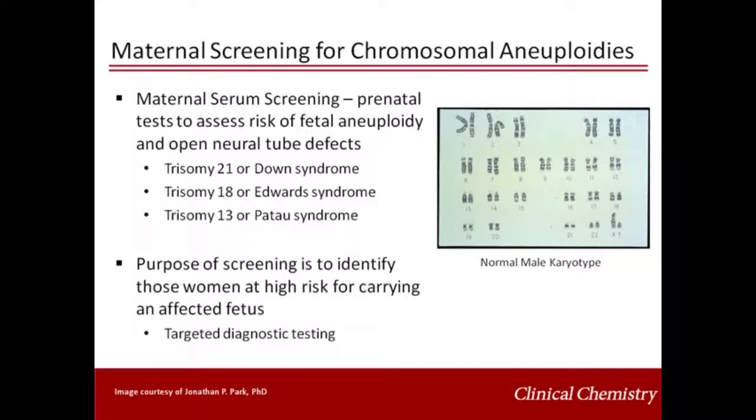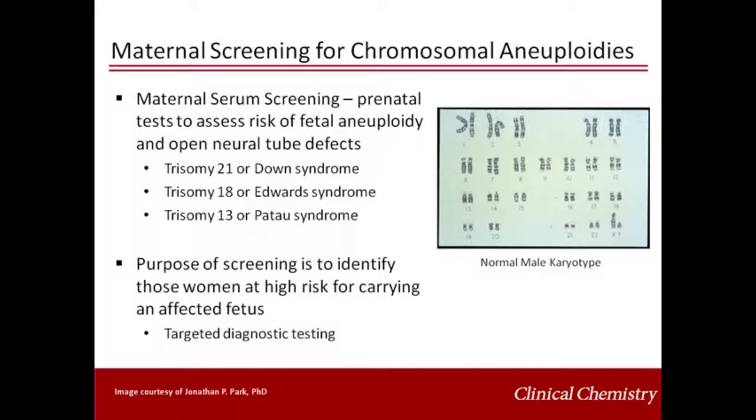Maternal screening is a grouping of prenatal tests incorporating ultrasound measurements and laboratory data obtained from maternal serum. The goal of screening is to identify women at high risk of carrying an affected fetus by either an aneuploidy, such as trisomy 21, commonly known as Down syndrome, trisomy 18, also known as Edwards syndrome, and trisomy 13, also known as Patau syndrome, as well as neural tube defects such as spina bifida.